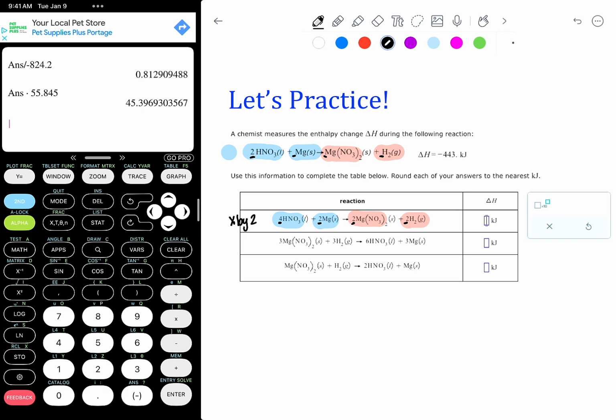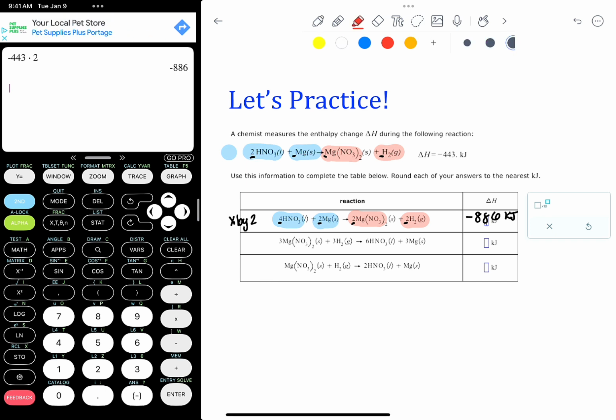So what we have to do with that delta H is also multiply it by 2. So we take that negative 443 and we multiply it by 2. Since I didn't reverse the reaction, I didn't flip it, that sign is still going to be the same. So the delta H is just going to be negative 886 kilojoules.